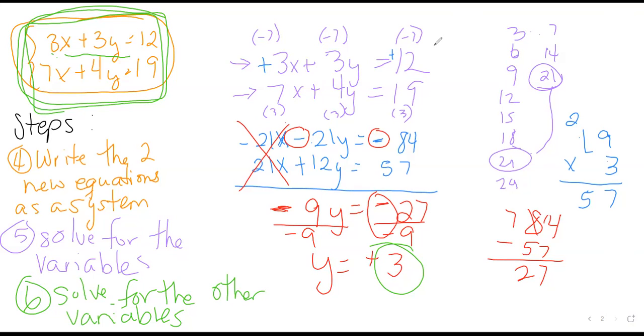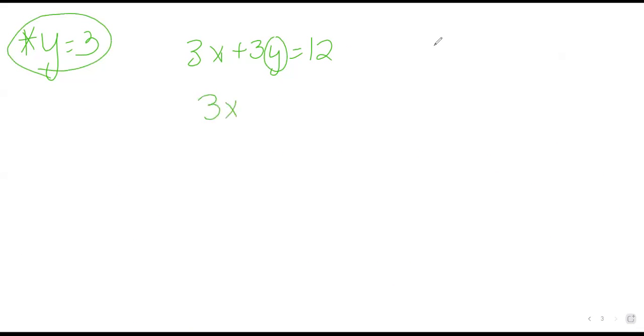I think I need a new page. So it was 3x plus 3y equals 12. Now I know y is equal to 3, so I can replace y. Everywhere I see a y, it's now going to become a 3. So 3x plus 3 times 3 equals 12. So what is 3 times 3? 9. 3x plus 9 equals 12.